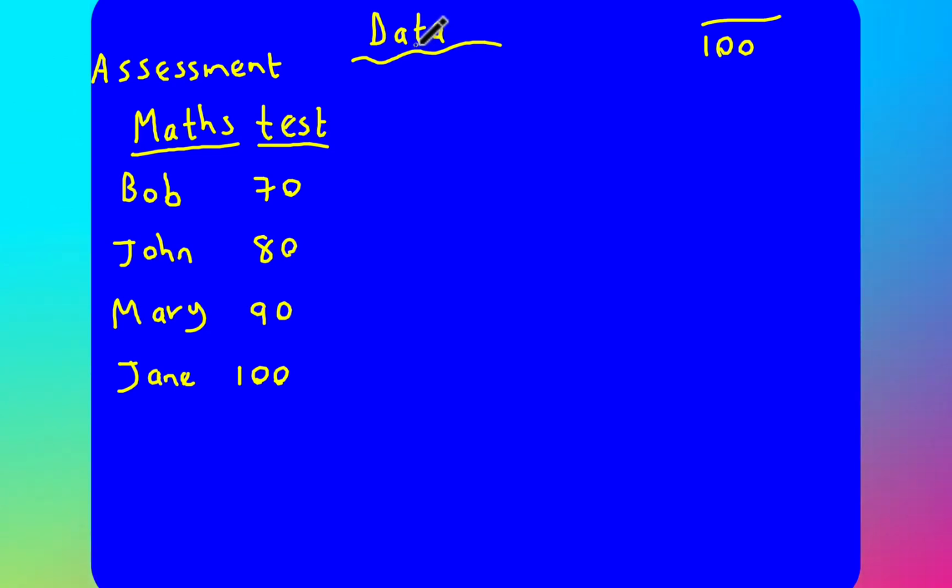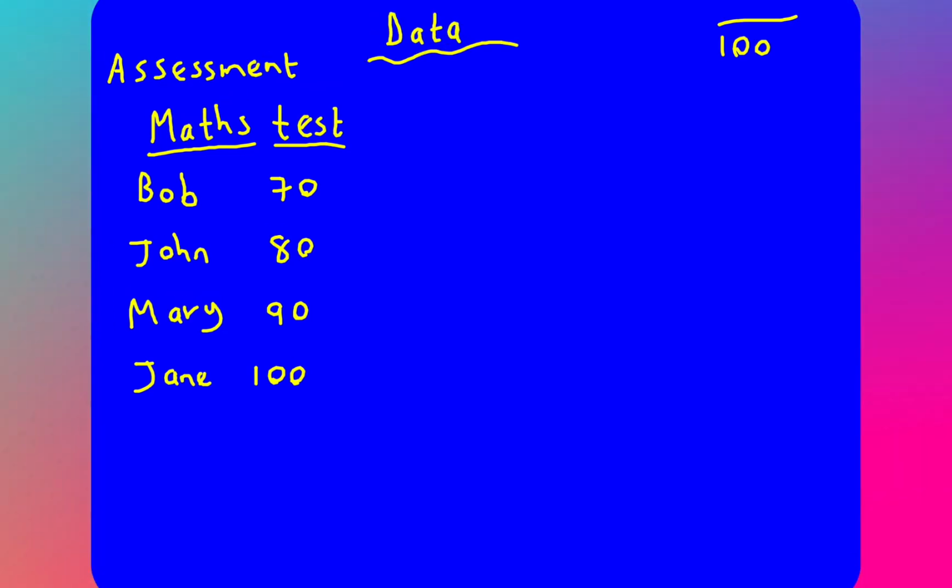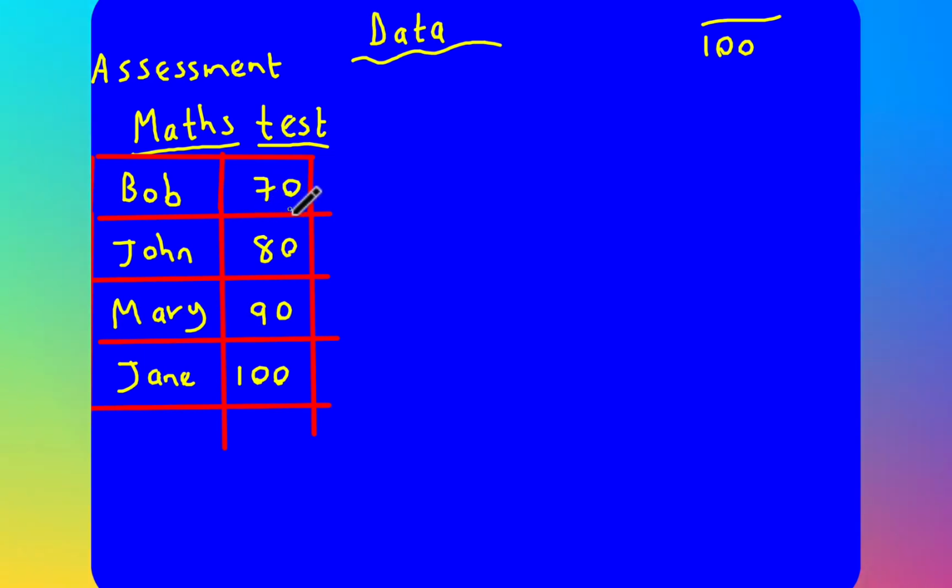Now, in order to represent this data, I can easily separate my data and create a table of data. By drawing my table like so, now I have each person separated with their test score. So we're going to remove this maths test and we're going to say name and score, so that here we have the person's name and the score they got. Now we can look at this data and we can see that it's actually going in order. Jane got 100, Mary got 90, John got 80, and Bob got 70.